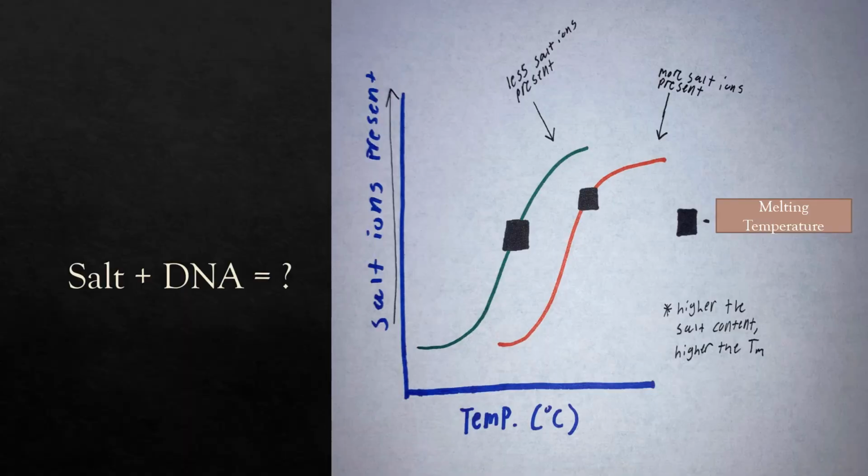Now I would like to talk about salt concentration and its effects on DNA. Salt ions neutralize negative charges in DNA. They bond to the phosphate backbone, and what this results in is a more stable strand of DNA. This raises the melting temperature of the DNA.